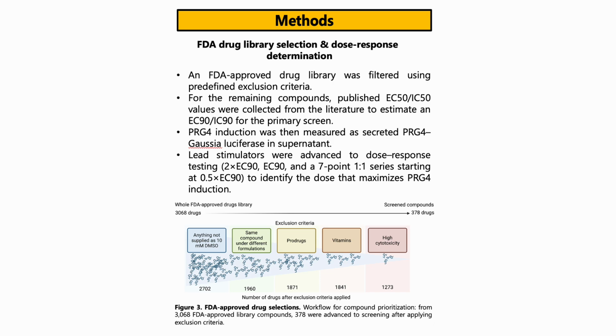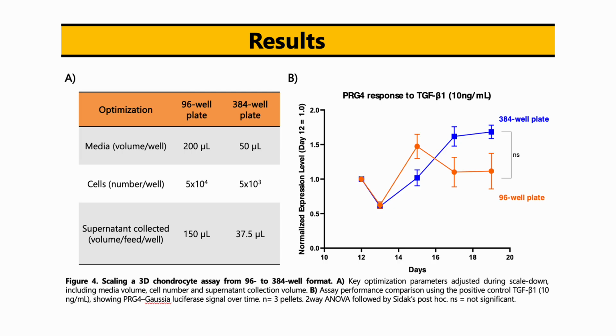For dosing, we estimated EC-IC9 from published EC-IC50 values. After the screen, the main PRG4 stimulators were tested in a dose-response study to find the dose that gives the highest PRG4 induction. To optimize the 384 well model, we changed key parameters from the 96 well plate, as shown in Table A.